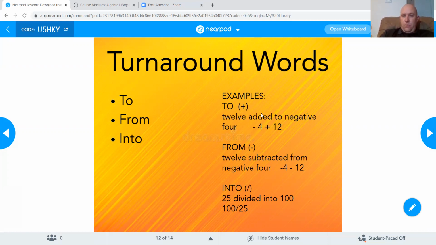A lot of these turnaround words are often 2 words long. So added to, subtracted from is another good one as well. And for division, divided into as well. 25 divided into 100 is actually 100 divided by 25.